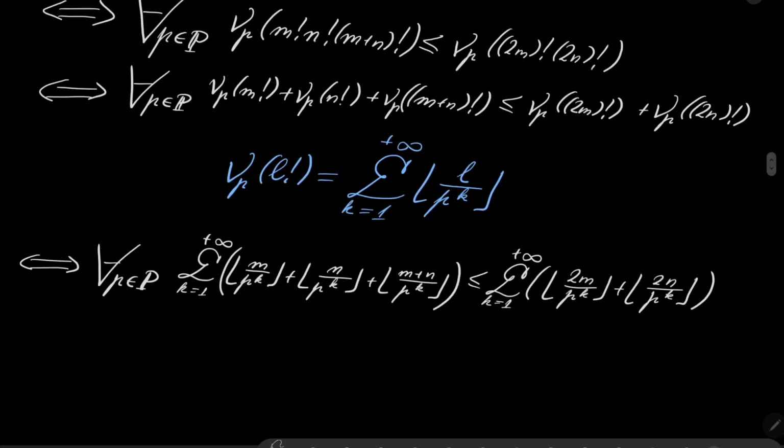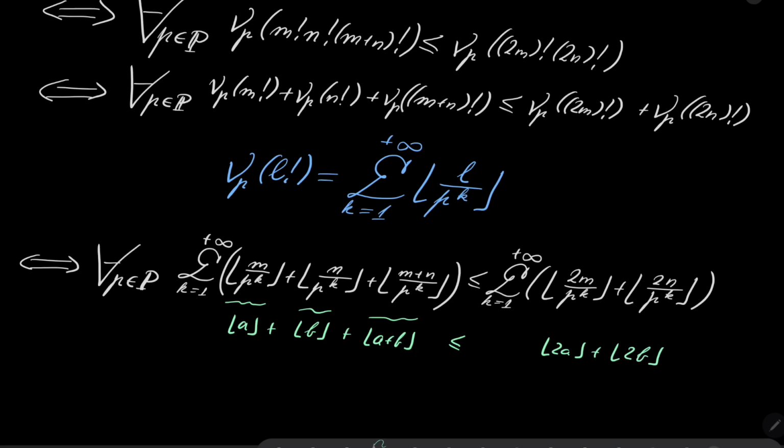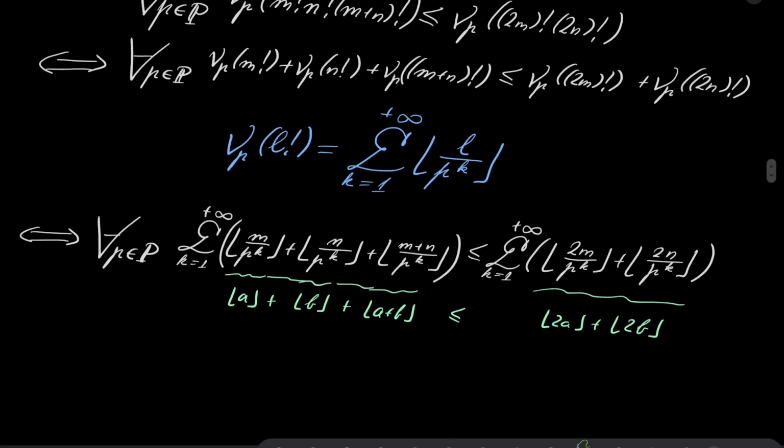And now notice that this inequality is true because of our lemma, because here we have something of the form floor of a, floor of b, floor of a plus b, less than or equal to floor of 2a plus floor of 2b. So since every term of the sum on the left-hand side is less than or equal to the corresponding term of the sum on the right, after adding these inequalities together, we also get the inequality which we want. And this really closes our problem.